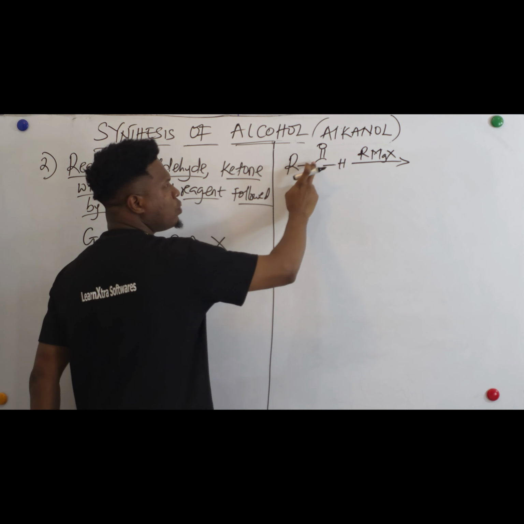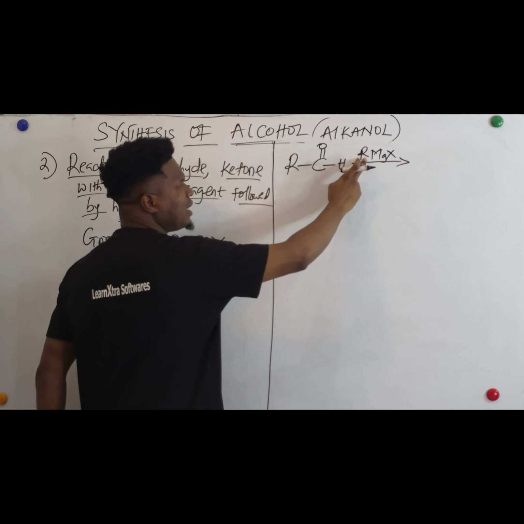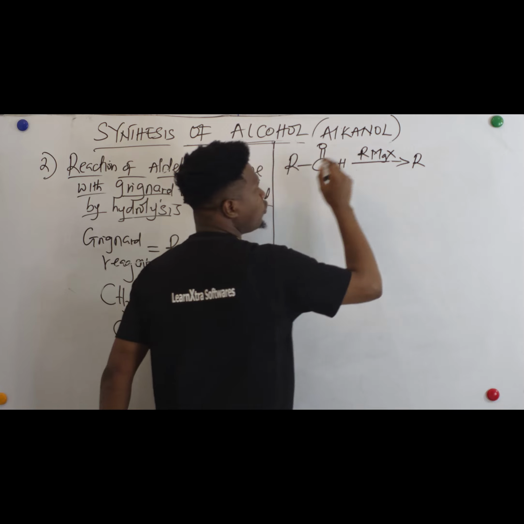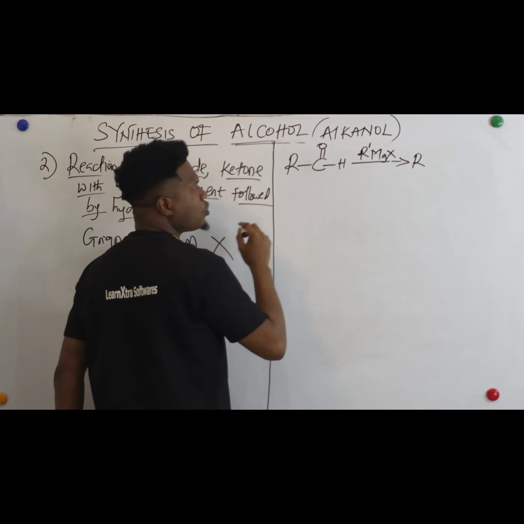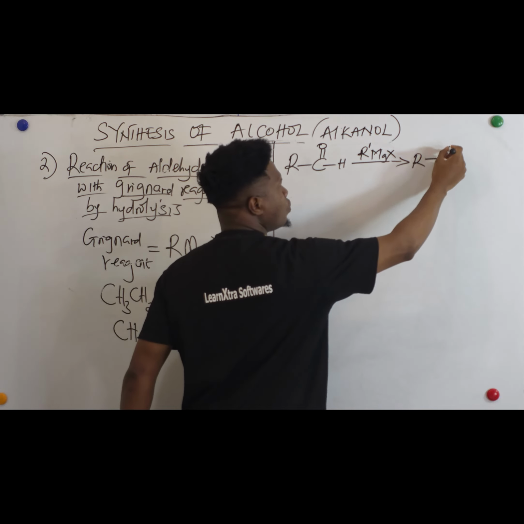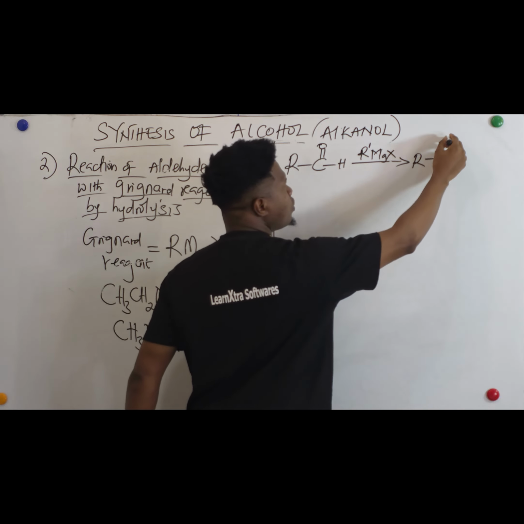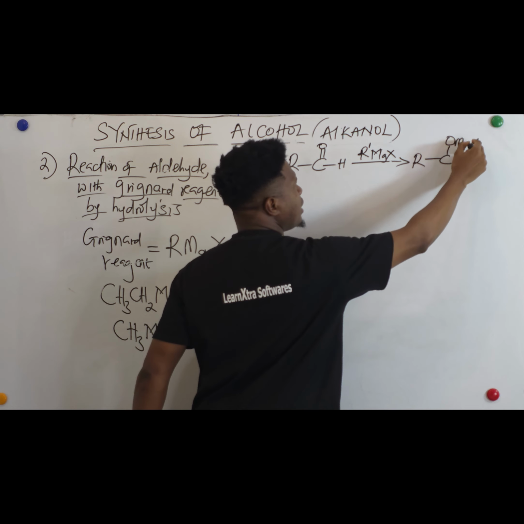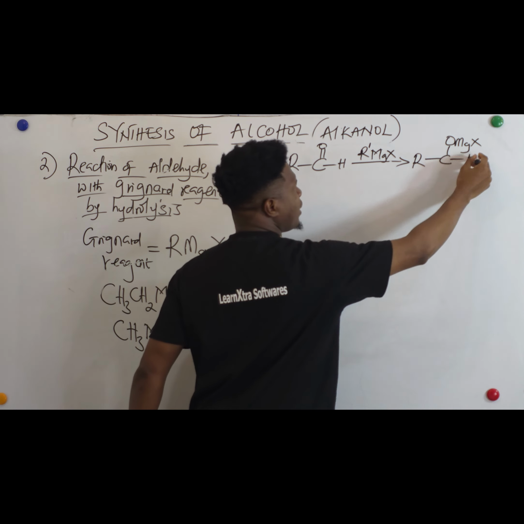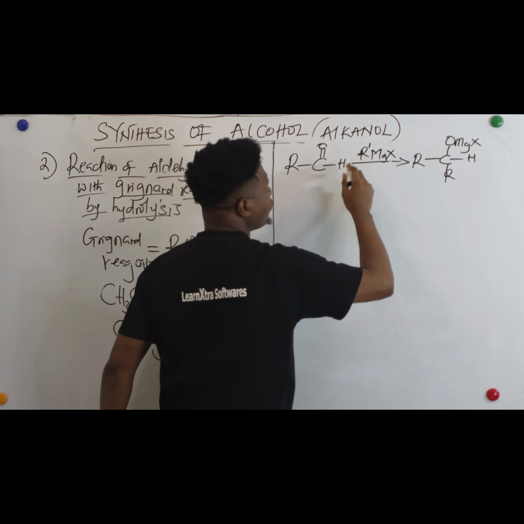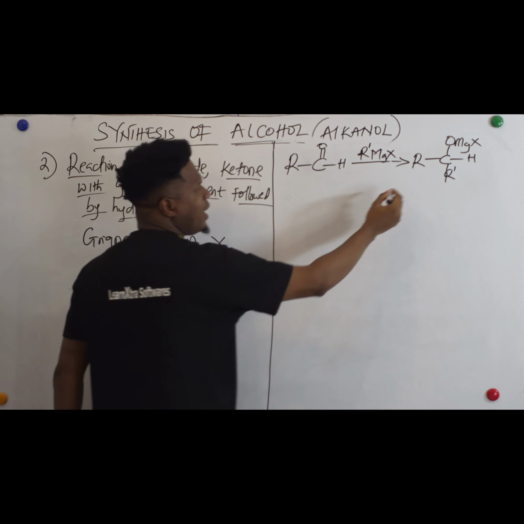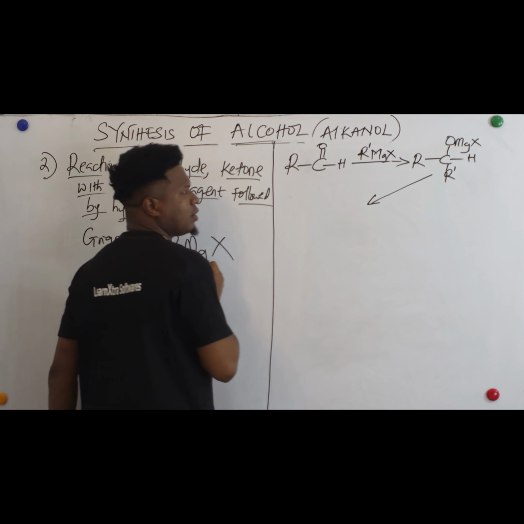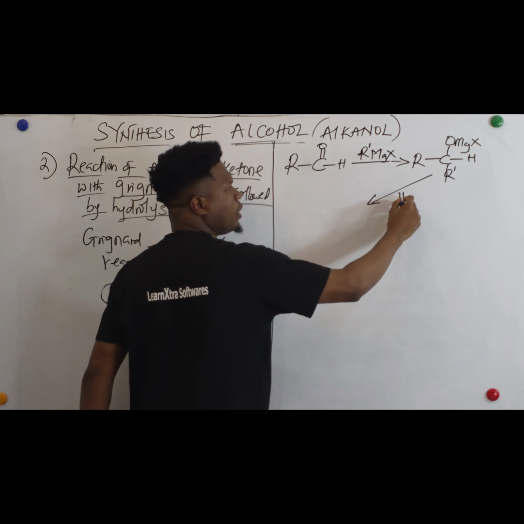When you react this with this, the R attacks the carbon, and the MgX attacks the O. So we're going to have R, and for the sake of clarity, let me put a prime here to differentiate it. So the R connected to this MgX will go to this O, giving OMgX. We still have our H here, and then the R from this guy, which is R prime. The next reaction will be hydrolysis, that is, reaction with water.